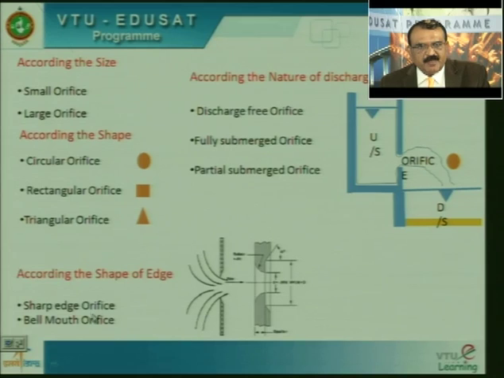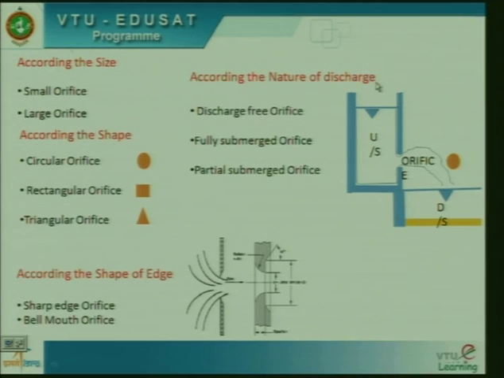Whereas, in a bell mouth orifice, this is a smooth edge. All along from the upstream edge to the downstream edge, the fluid is in contact with the edge. This is called the bell mouthed orifice, and this is called the sharp edge orifice. Then, depending on the nature of discharge, we have three types of orifices: an orifice discharging free, a fully submerged orifice, and a partially submerged orifice.